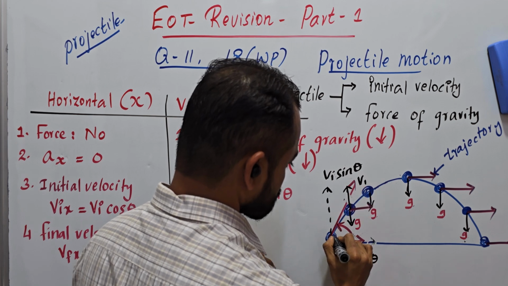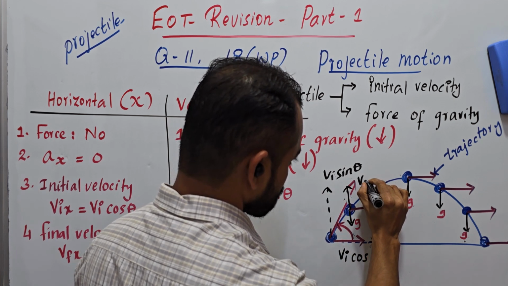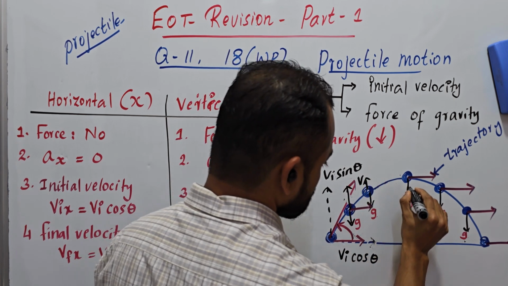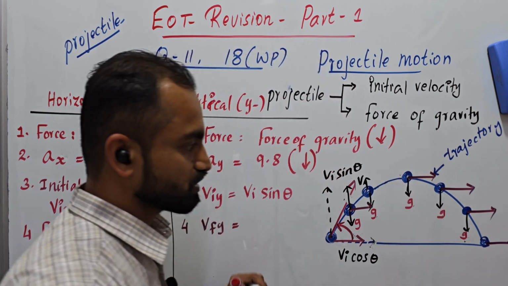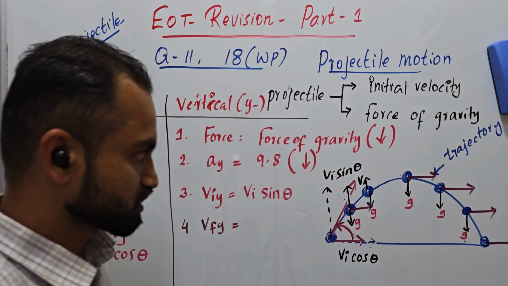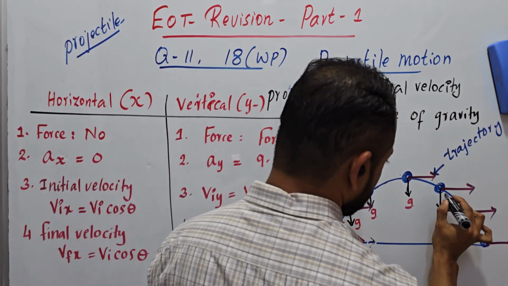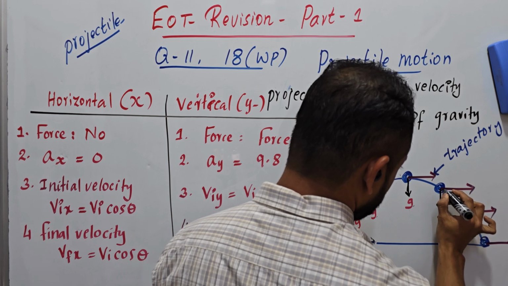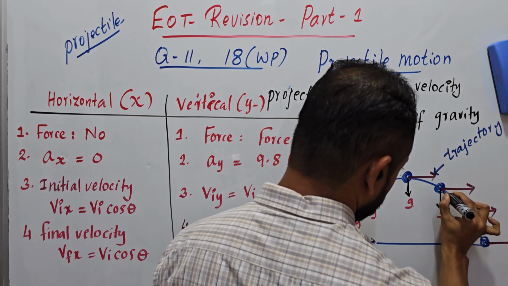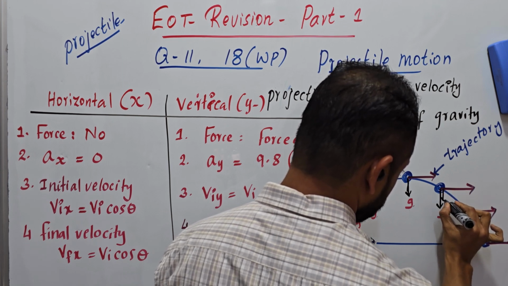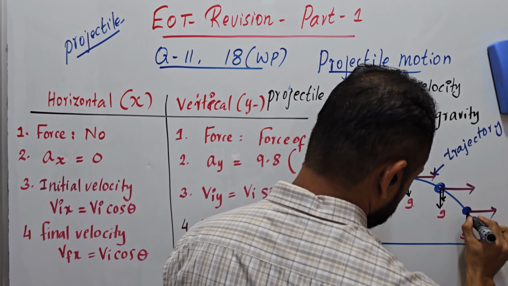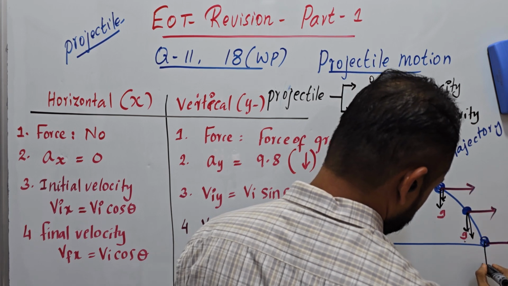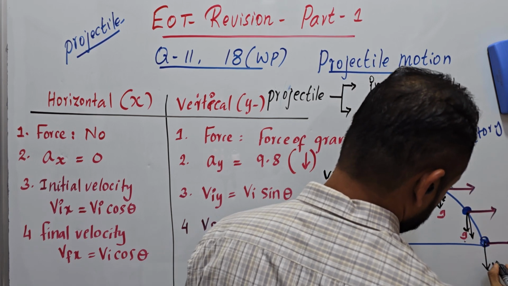Initially the vertical velocity will be greater, then the vertical velocity decreases, and here there is no vertical velocity. At the maximum height, the vertical velocity is 0, and when the projectile is falling down, the vertical velocity and acceleration will both be in the downward direction. The vertical velocity will then be increasing.